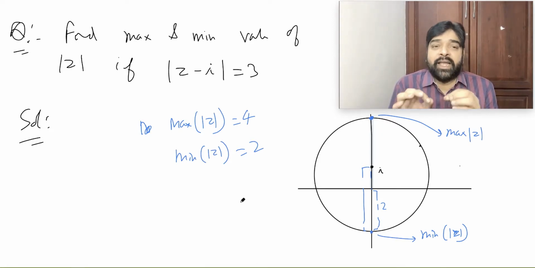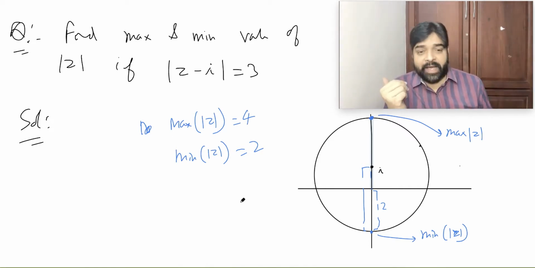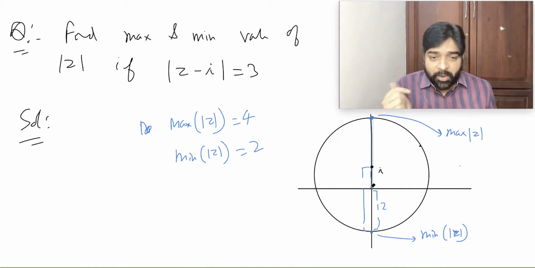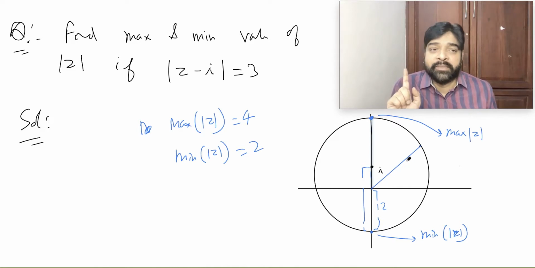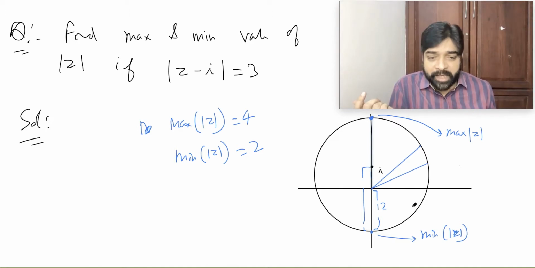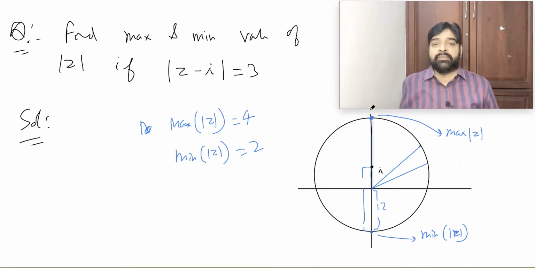Mod z means length of line joining origin and z. And z is where? Z is on the circumference, origin is here, and if you join this to any point here, this is representing mod z. And this mod z is not constant, because when it's here its value is less, here more, here more, here more, this will be minimum. After that again mod z will keep on increasing.